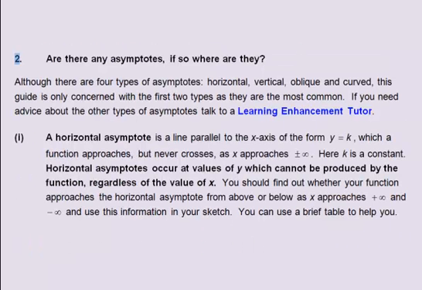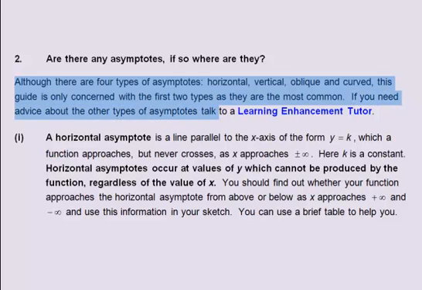2. Are there any asymptotes? If so, where are they? Although there are 4 types of asymptotes, horizontal, vertical, oblique and curved, this guide is only concerned with the first 2 types as they are the most common. If you need advice about the other types of asymptotes, talk to a learning enhancement tutor.